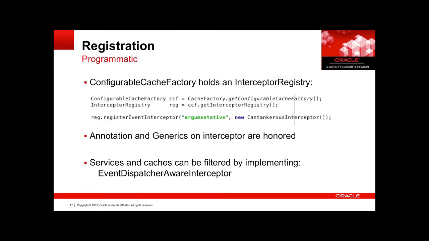Let's have a look at the programmatic mechanism. So we have a new interface defined as part of Coherence 12c, and that is the Interceptor Registry. It's actually associated to a ConfigurableCacheFactory. So every ConfigurableCacheFactory will have its own Interceptor Registry. And the Interceptor Registry allows for clients to register event interceptors.